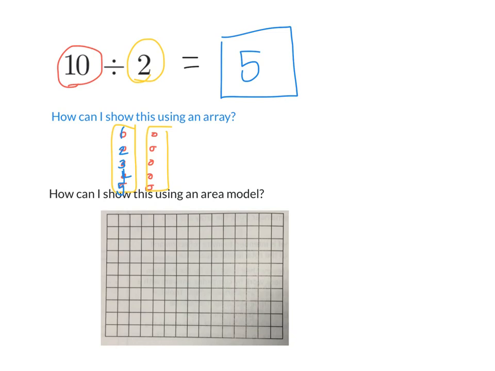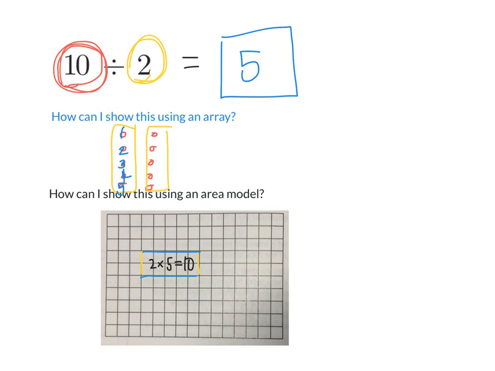Now using an area model, I want the area to be the whole. That means I need my area to be 10, and I need one of the dimensions to be 2. So if I use 2 here, and I want there to be 10, that means I have to have 5 across. 1, 2, 3, 4, 5. And so there, oops, let me make the bottom blue to be consistent. So here I have a rectangle that is 2 by 5, which uses up a total of 10 squares.